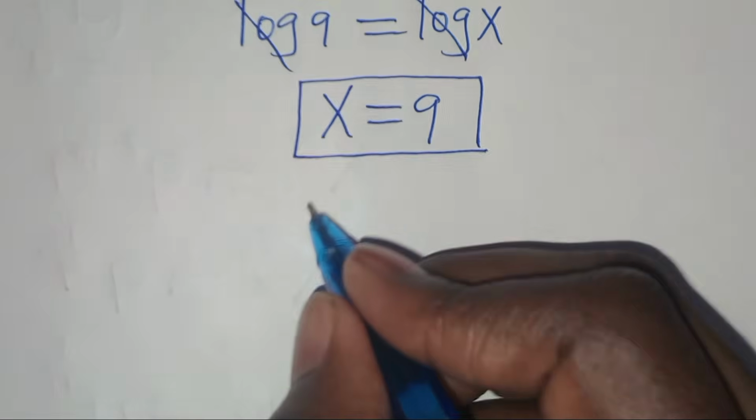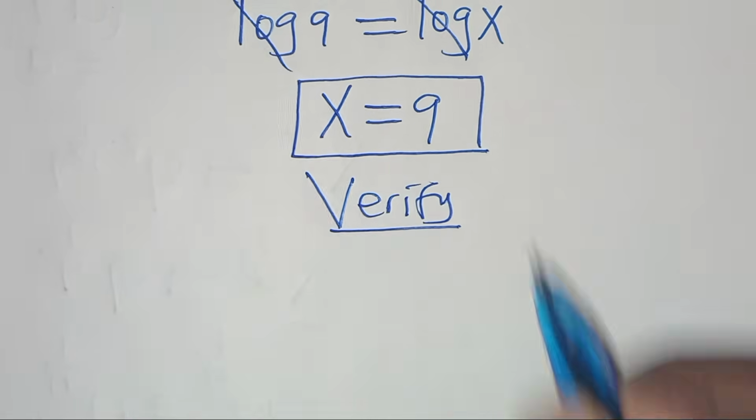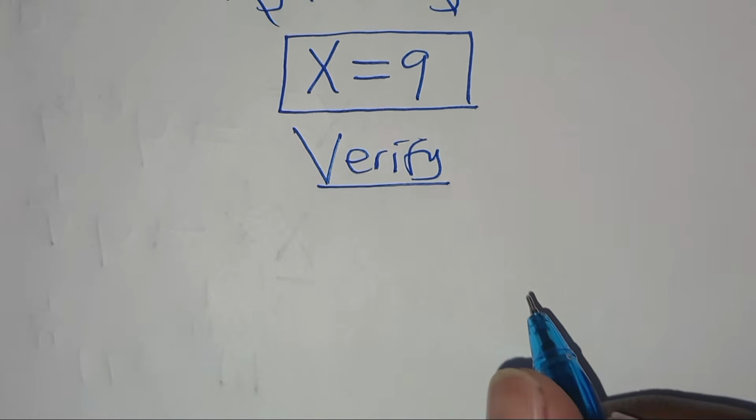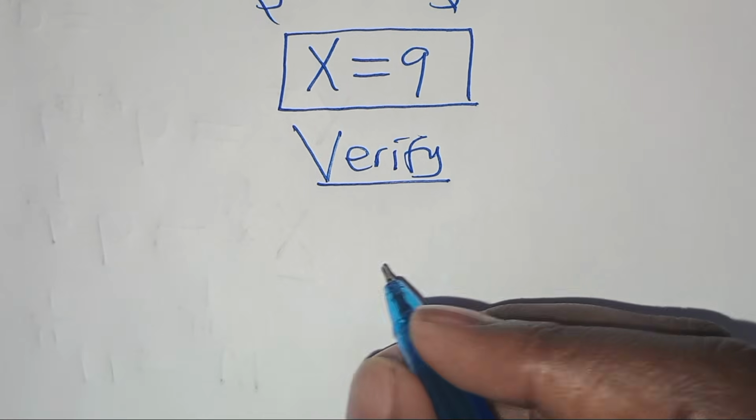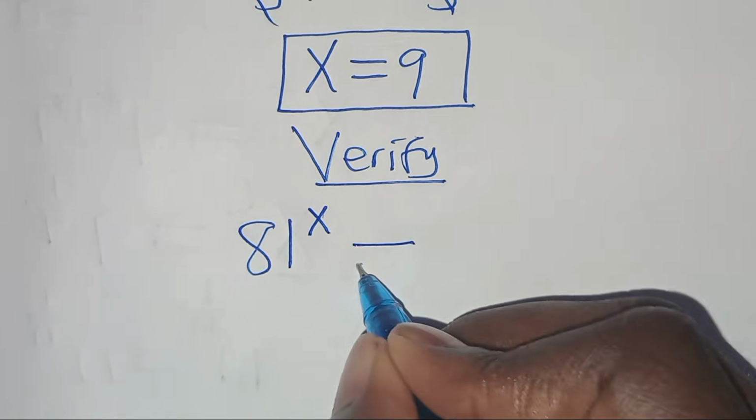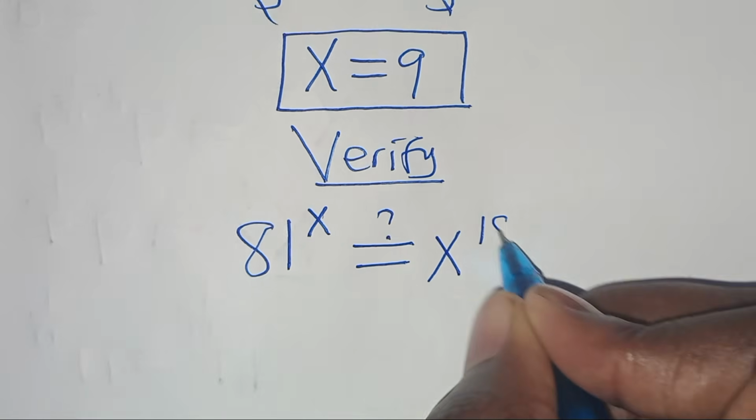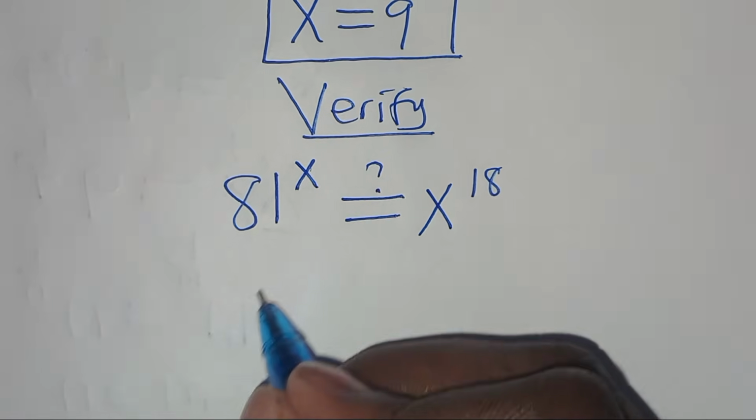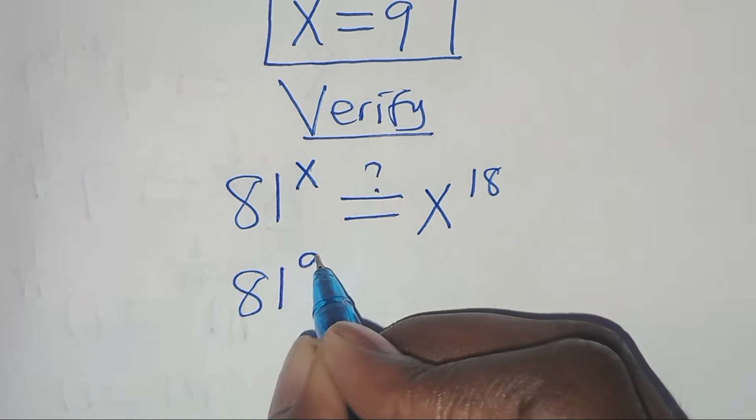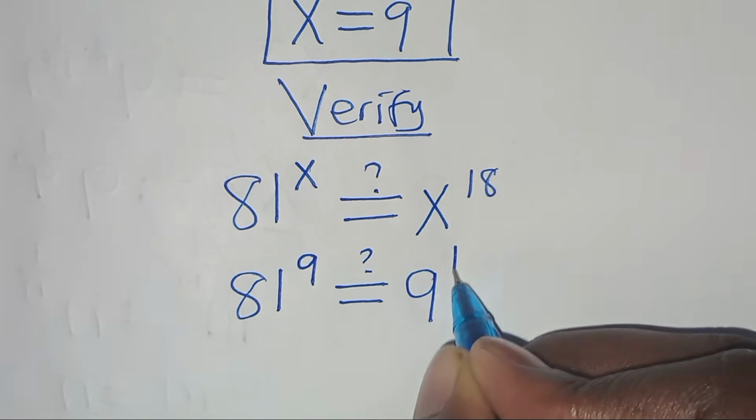So let's verify if this value of x, which is 9, satisfies the equation. So we have 81 raised to the power of x. This is supposed to be equal to x to the power of 18. So we have 81 raised to the power of 9. This should be equal to 9 to the power of 18.